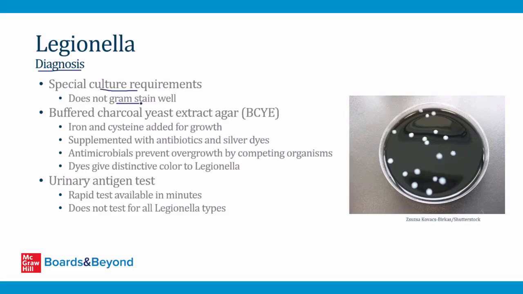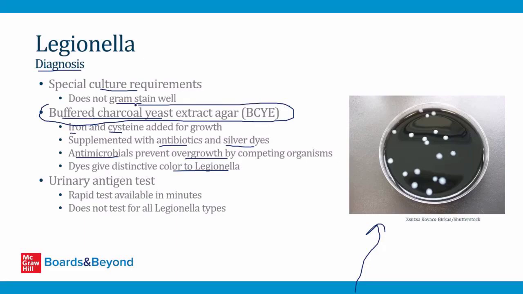It doesn't gram stain very well. You can grow the bacteria on a special type of agar called buffered charcoal yeast agar. This is an agar like what's shown on the slide right here. It contains iron and cysteine for growth. It's also supplemented with antibiotics to keep other types of bacteria besides Legionella from growing, and also with silver dyes. So the antibiotics or the antimicrobials prevent overgrowth from competing organisms, and the silver dyes give a distinct color to Legionella. So this is one way you can make the diagnosis, although this isn't typically done.